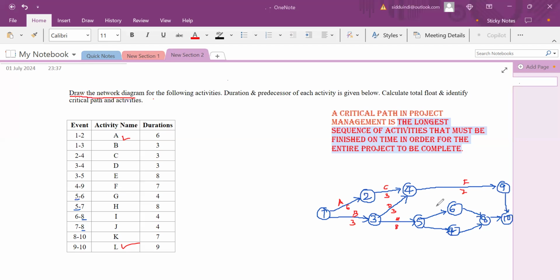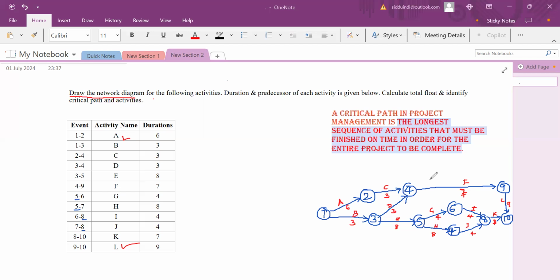And 5 to 6 is G, duration is 4. 5 to 7 is H, duration is 8. And 6 to 8 is I, duration is 4. 7 to 8 is J, duration is 4. 8 to 10 is K, duration is 7. And here 9 to 10 is L, duration is 9. Now we have drawn a network diagram with their activities, everything you have drawn.